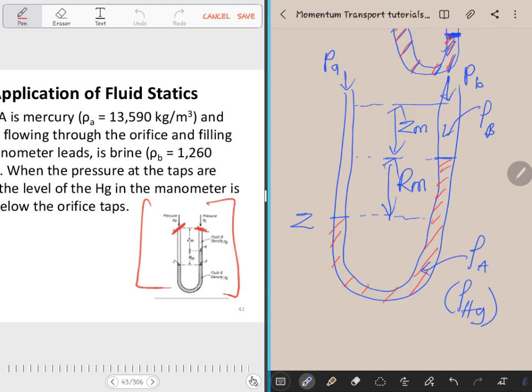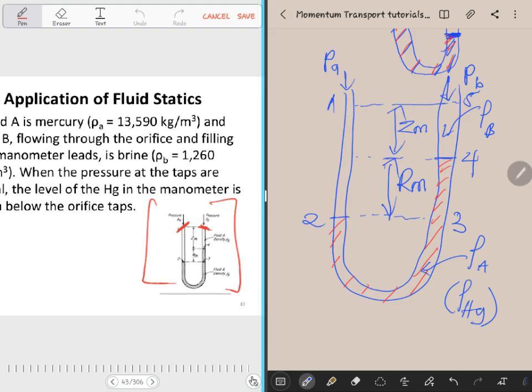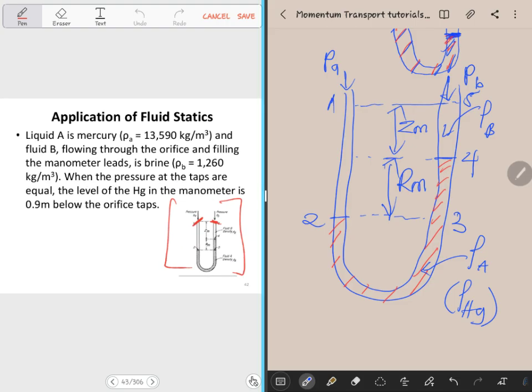So this is, I think it was position, right? We're using numbers. So here's 1, here's 2, here's 3, and here's 4. And this particular position here is 5. So we'll be using this. Okay, and they're saying that liquid A is mercury. They've given the density, and then fluid B flowing through the orifice and filling the manometer leads is brine. This is the density of brine.